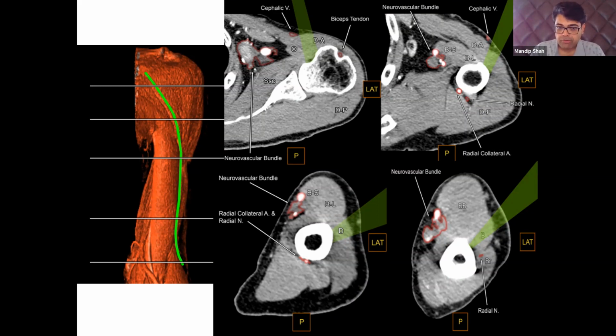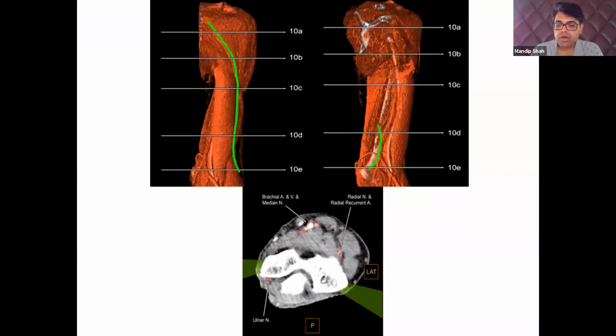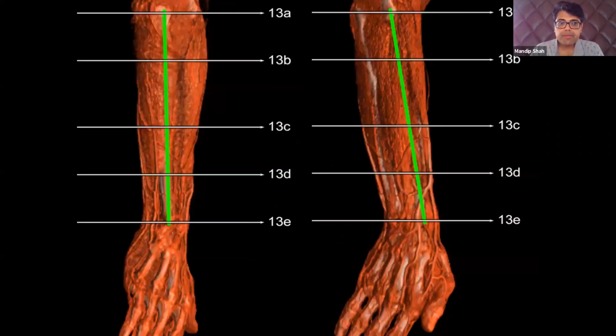For the shaft of the humerus, it is again mostly anterolateral. In the distal humerus, it is lateral or medial. For the radius and ulna, it is exactly the incision that you take for radius and ulna plating. You know, it is just along the axis of the radius or ulna.